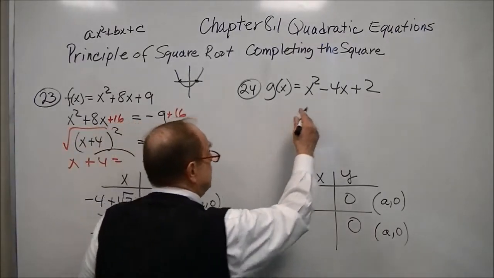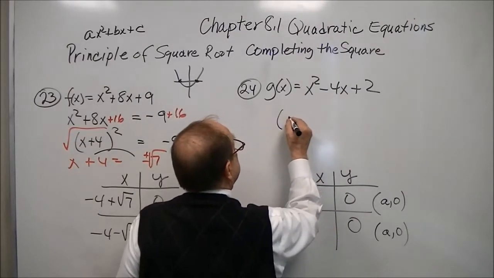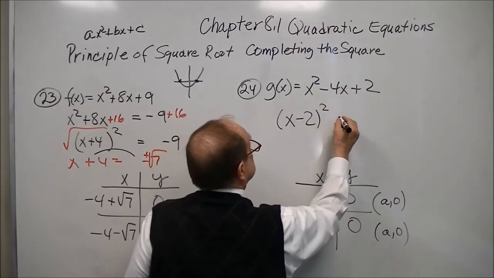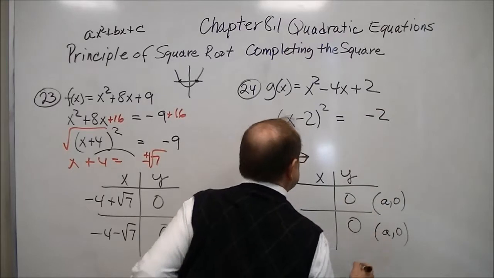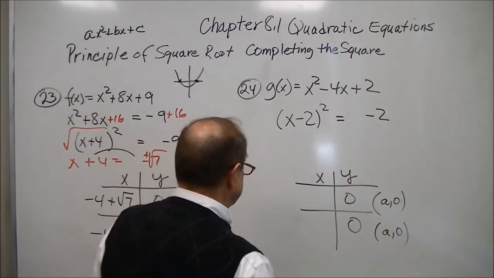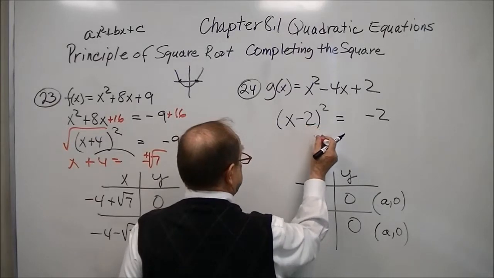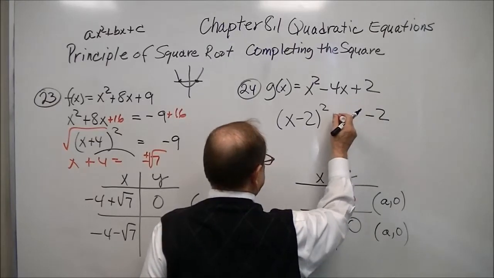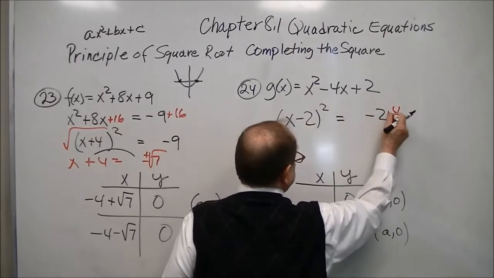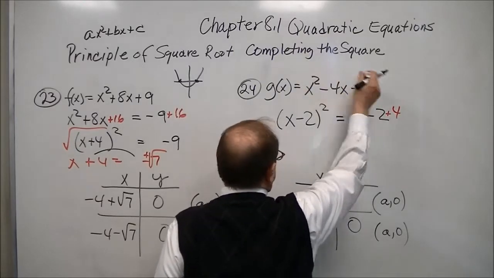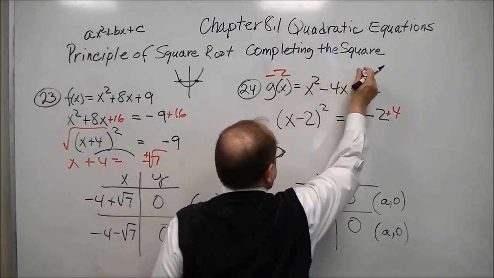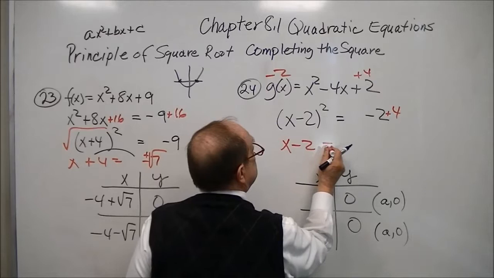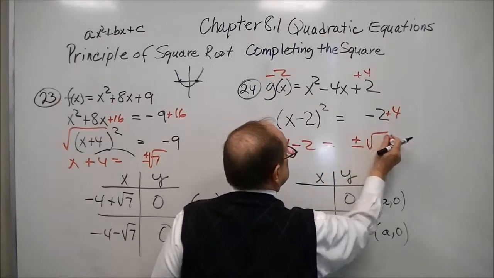All right, same thing here by completing the square. X minus half of that is 2, the quantity squared, equals a negative 2. And I'm going to square this. So up here, I'm going to add a 4 to both sides. Up here I'm adding 4. Remember, this goes to this side, so I'm adding 4 there. So this then becomes x minus 2 equals plus or minus the square root of 2.